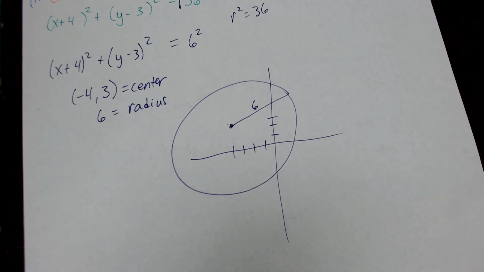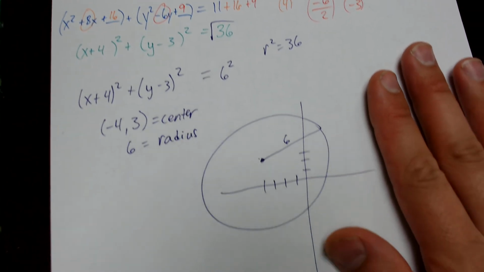Anyways, that's it for this lesson. That's how you complete the square and graph a circle on a coordinate plane.